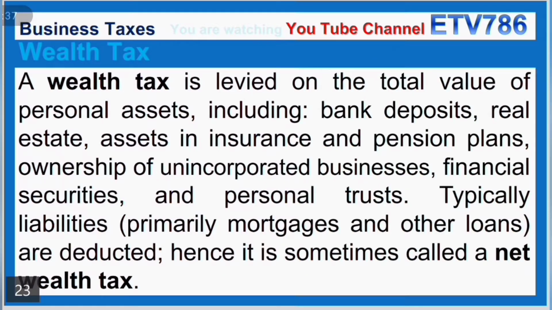Wealth tax. A wealth tax is levied on the total value of personal assets, including bank deposits, real estate, assets in insurance and pension plans, ownership of unincorporated businesses, financial securities, and personal trusts. Typically, liabilities, primary mortgages, and other loans are deducted. Hence, it is sometimes called a net wealth tax.